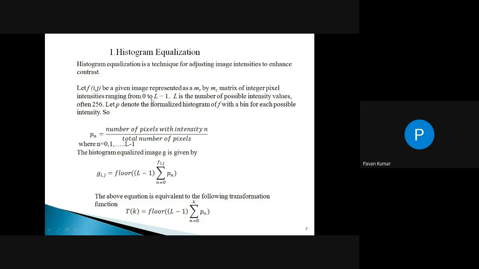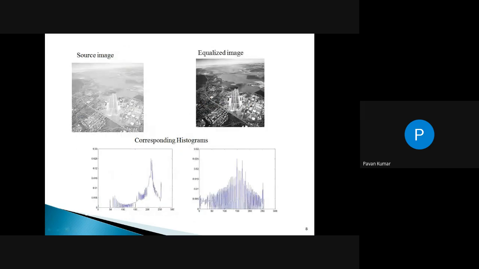Here, this is the source image or input image we are having. After histogram equalization, we got this image. Subjectively, you can see which one is better. The equalized image is better compared to the source image. And corresponding to these two images, we can observe the histograms. For the histogram before the enhancement, you can observe a peak here.